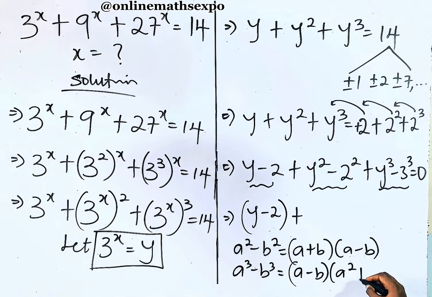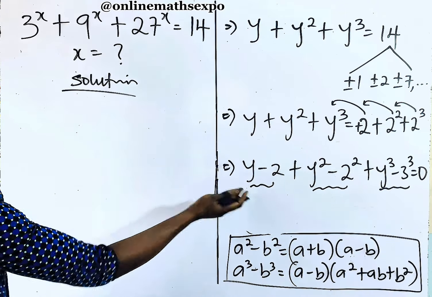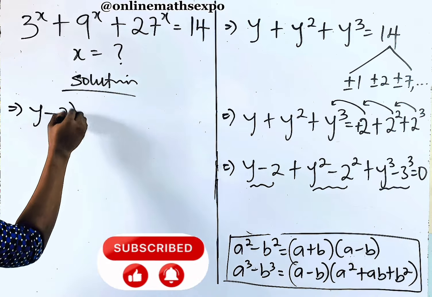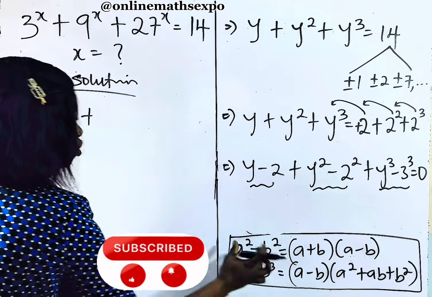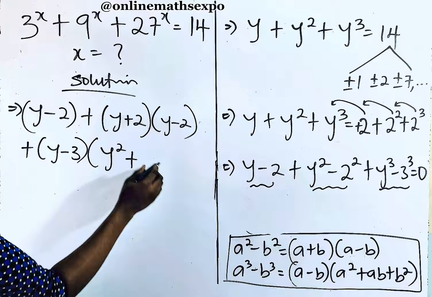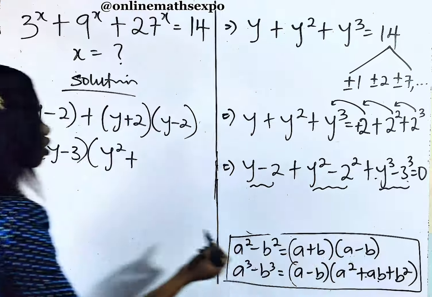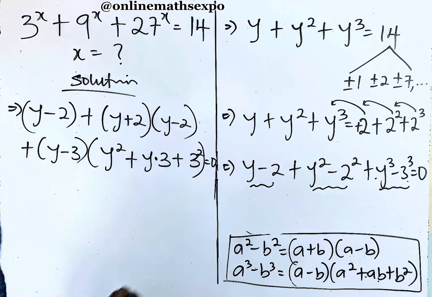So if you apply these identities on the above, let's take it to this part. So let's clean this. To do that, we now have from here, y minus 2 plus, for this, apply the first one. So we have y plus 2 into y minus 2. Then for the last one, we have y minus 3. We are using this into y squared plus AB, which means to multiply this. So we have y multiplied by 3 plus 3 squared. Everything is equal to 0.